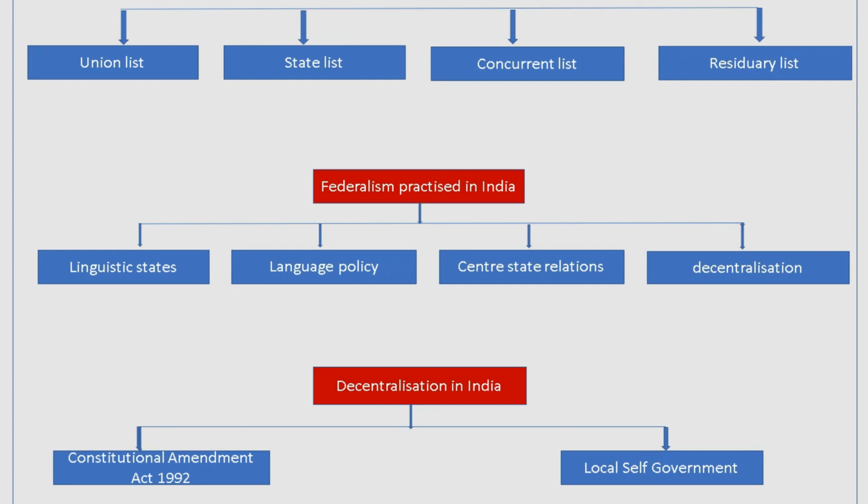Under decentralization in India, the first is the Constitutional Amendment Act of 1992, by which many powers have been taken from the state government and given to the local government. Then the local self-government, which is also known as the Gram Panchayat in rural areas, and in urban areas it is known as the municipality and municipal corporations. I hope the whole flowchart is clear to you, and by that you can understand the main headings of this chapter.